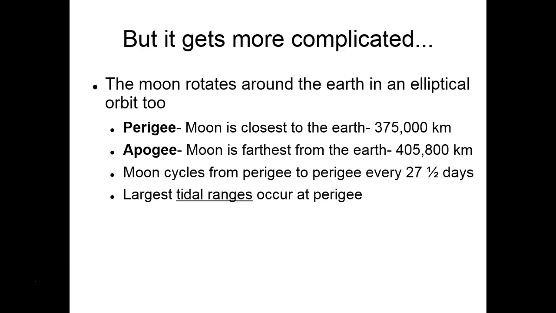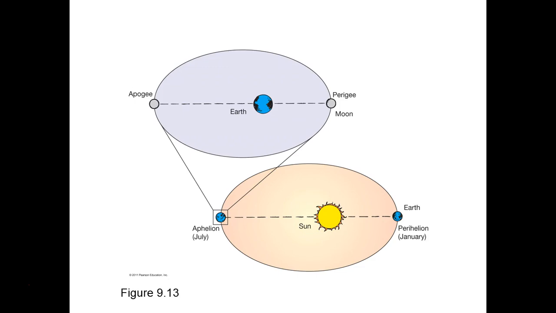So that cycle from perigee to the next perigee occurs every 27.5 days. So again, we're going to see the largest tidal ranges during perigee, when the moon is closest to the Earth and has the greatest effect.